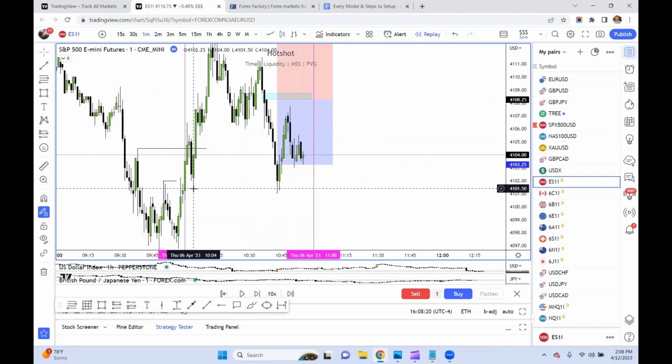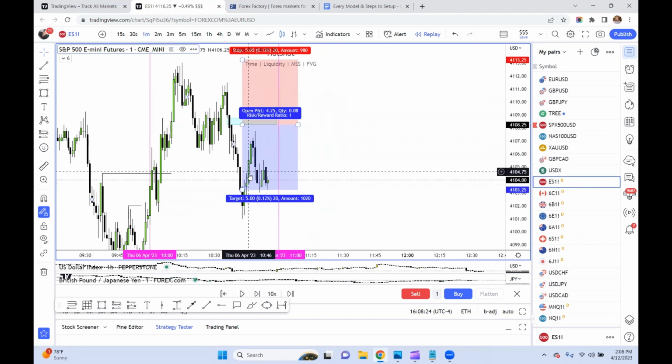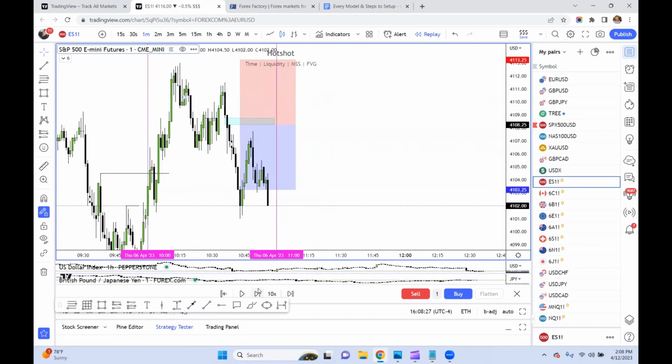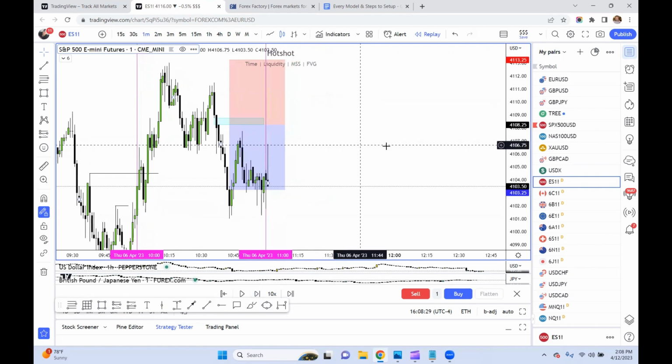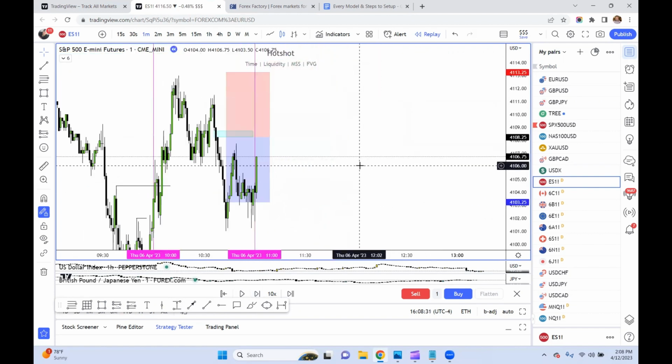Took out sell side liquidity right here. Displaced up. Could tap it. Fair value gap right here. See if it displaces away. No, and that's the end of that. So 3 days straight, I didn't see anything. I didn't see no Silver Bullet.